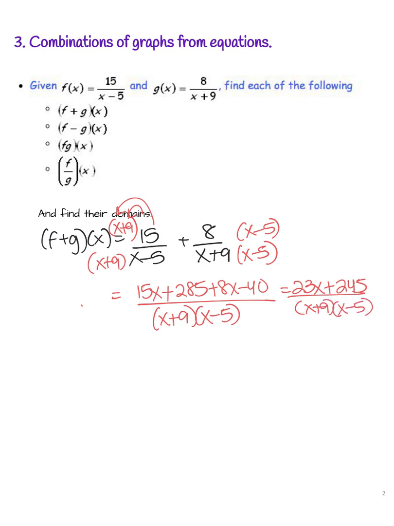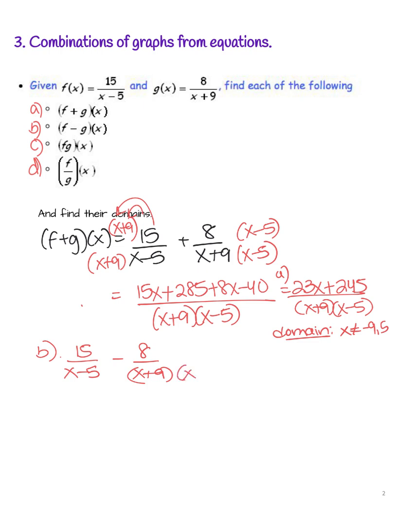And it says also find their domains. I'm going to actually call this A, B, C, and D. Okay, so that's the answer for A. The domain, just for lack of time, I'm just going to say x does not equal negative 9 and 5, but you know how to write that in interval. Okay, so B is the exact same thing, except it's just going to be subtraction in the middle. So 15 over x minus 5 minus 8 over x plus 9. Find our common denominator.